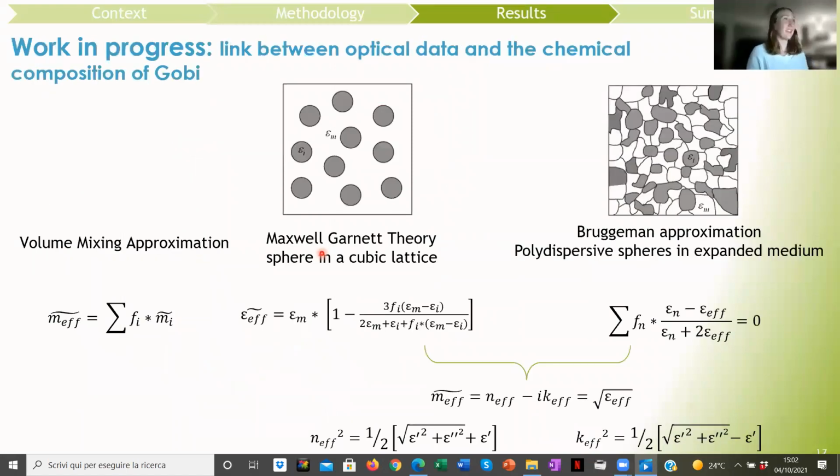And for that, we will check some effective medium approximations. There are different ones, which link the optical data with the chemical composition. There is the volume mixing approximation, which calculates an effective refractive index thanks to the refractive index of the pure compounds and their volumic fraction. But we are not sure that it will be possible to apply it because actually we don't have separate particles of each pure compound, but a mix of compounds inside a particle. So that's why we'll try these two effective medium approximations.